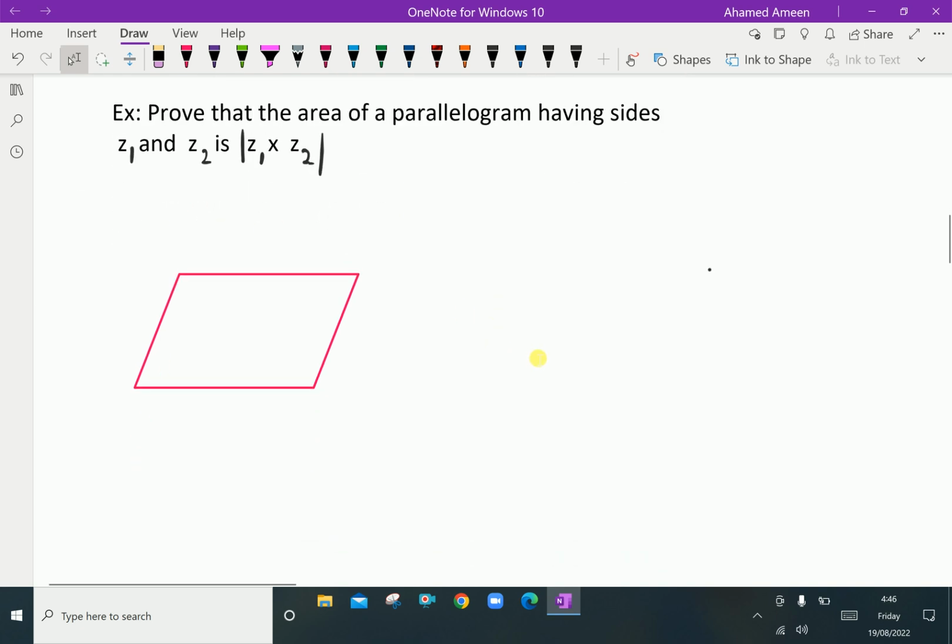Here, look at this figure. Let this complex number represent z1. This is z2. This is the altitude, that is h, which is represented by modulus of z1 sine theta.